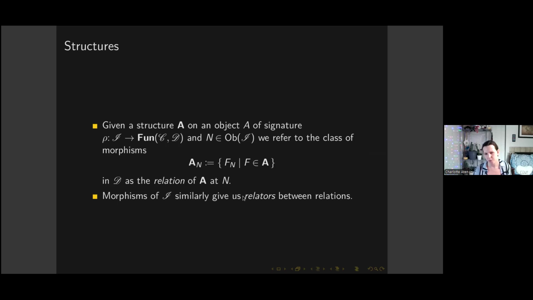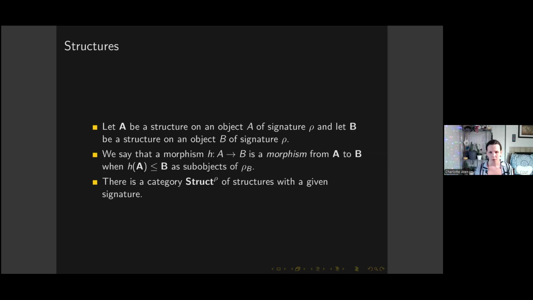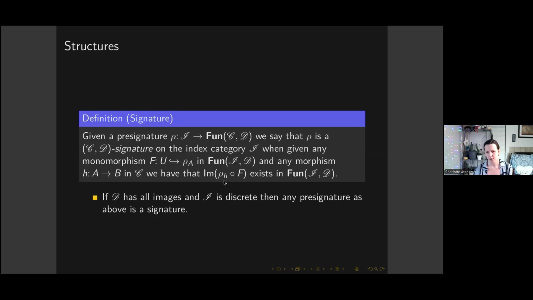So morphisms in the index category similarly give us those things that I called relators before between the relations. So you can have that too if you want. It doesn't really change anything too much. So if I have two structures, then I can now define a morphism from one to the other as a morphism in the original category C where the universes came from, where I take the image of A under that, and by this H of A, I mean this image of rho H composed with F for any representative F of the structure that I had in mind. So this definition guarantees that that exists.